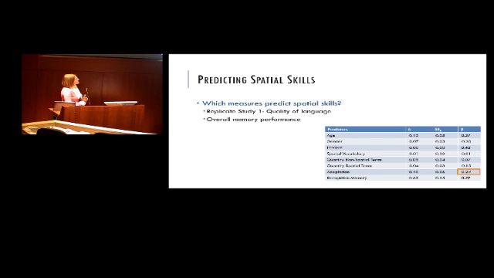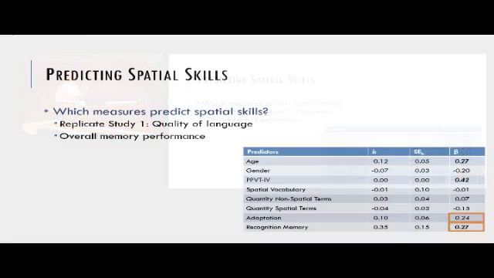So then when we add the memory performance, the overall proportion correct, into the model, it accounts for much of the same variance that was accounted for by that adaptation score.